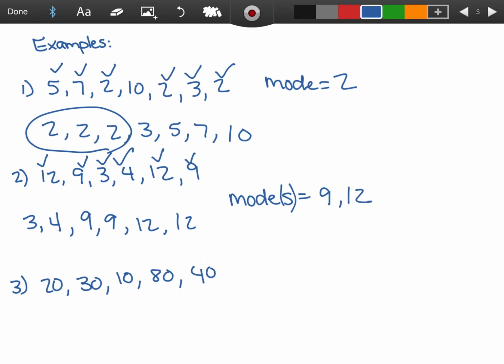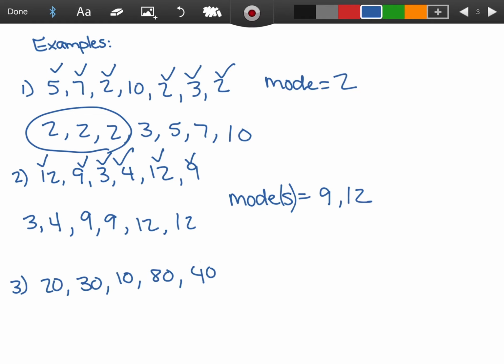Now, if 12 had occurred 3 times and 9 had only occurred twice, then 12 would be the mode because it occurred 3 times instead of 2. But since they both occurred the same amount of times, which was 2, and it was more than the other data points, then both of those numbers would be the mode.